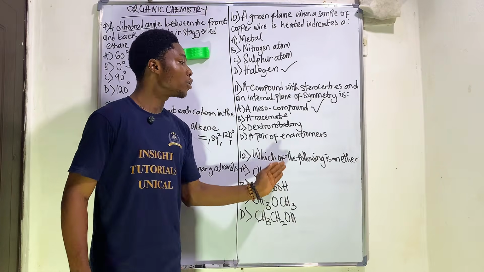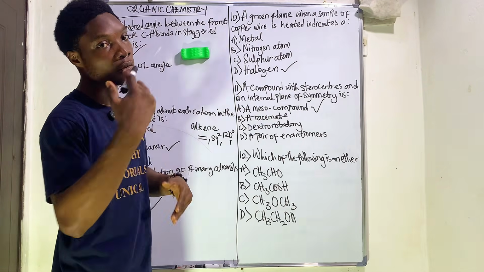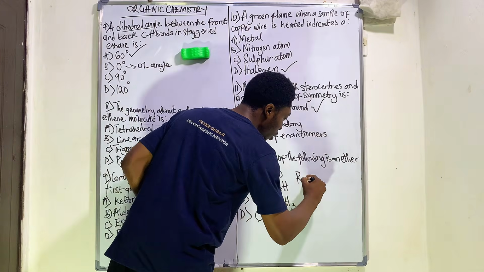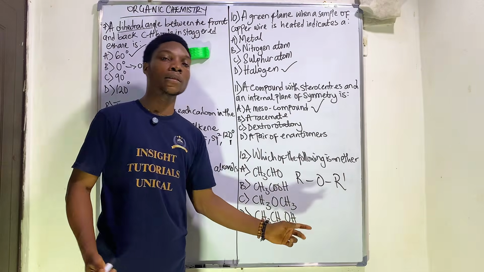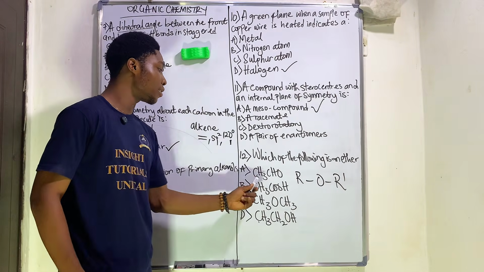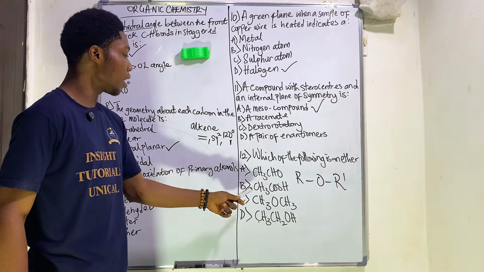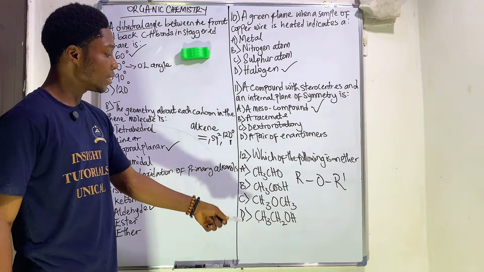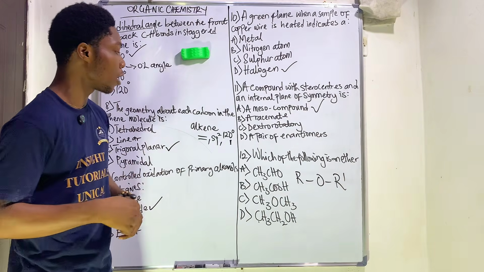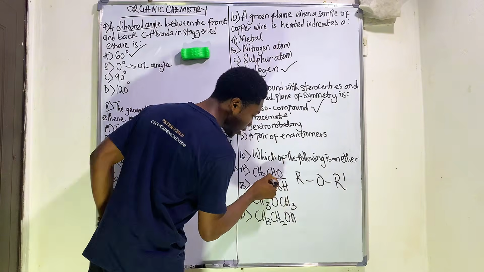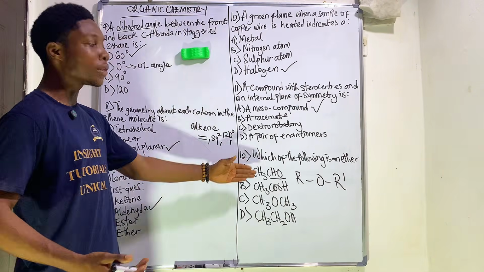All right, next question. Which of the following is an ether? First of all, let's remind ourselves what an ether is. An ether is two alkyl groups connected by an oxygen. So we're looking out for two alkyl groups connected by an oxygen. The first one says CH3CHO, B says CH3COOH, C CH3OCH3, and D CH3CH2OH. For the first one, the functional group is CHO, which is the functional group for alkanals or aldehydes. So that is not the ether.